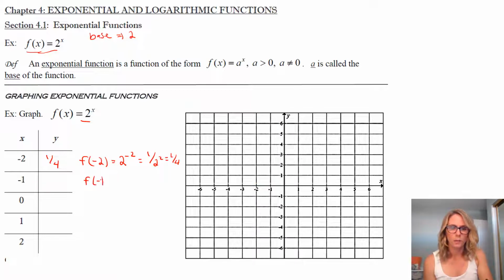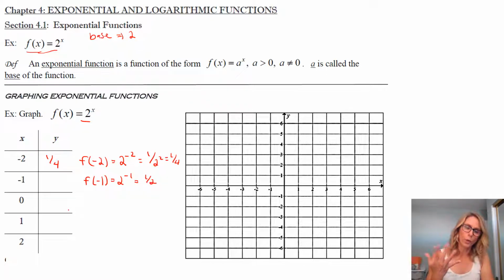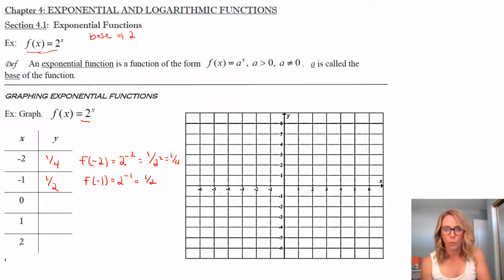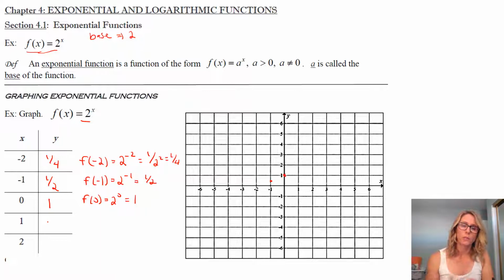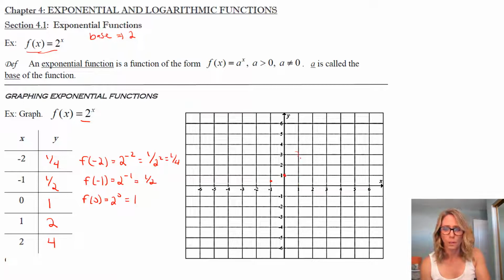f of negative 1 is going to be 2 to the negative 1, or 1 over 2 to the 1. So 1/2. So that's bigger. So we're going to go up a little bit, halfway. And if you want, you can pause, see if you can get the other values here. That's an important thing to be able to do. And we get 1. And then once we start putting in positive values, not surprisingly, 2 to the 1 is 2, and 2 squared is 4. So we're going to have 1, 2, and 2, 4.